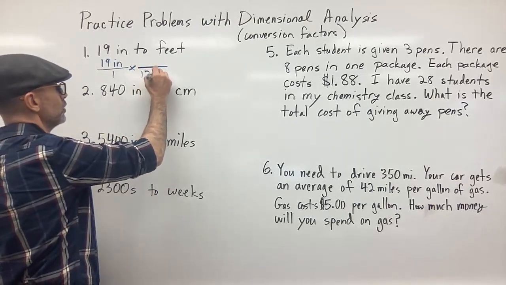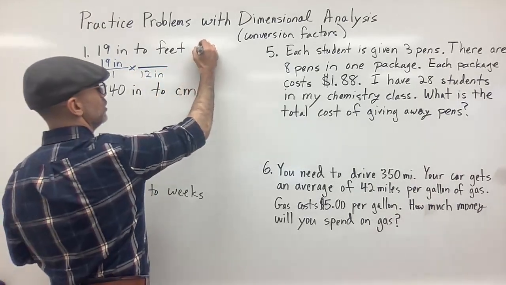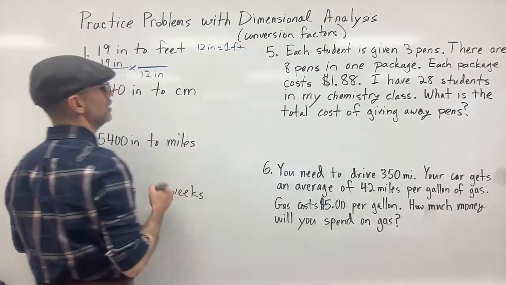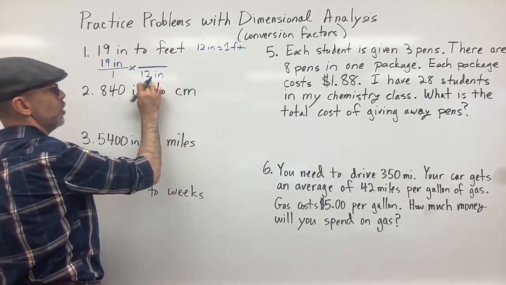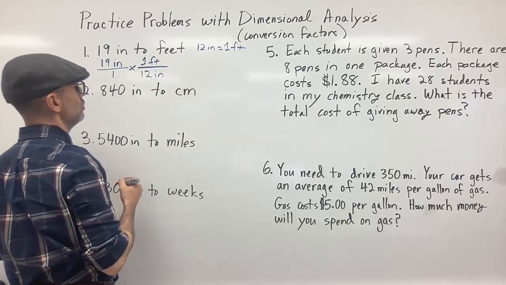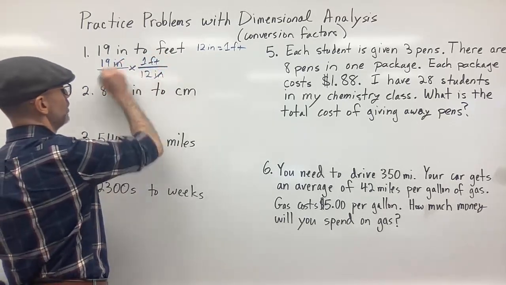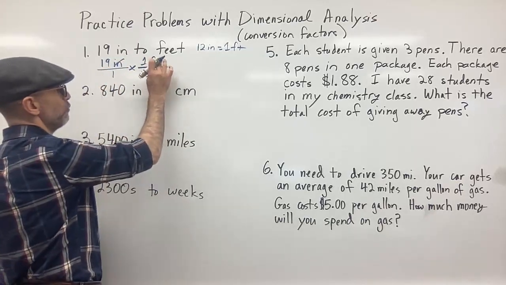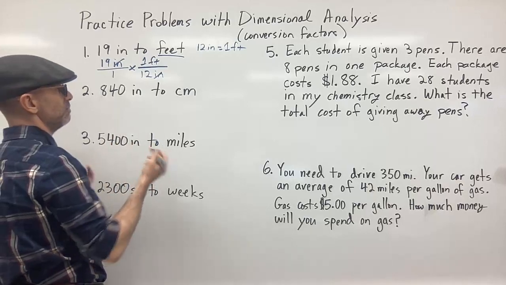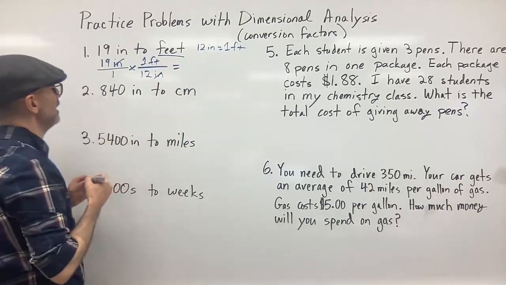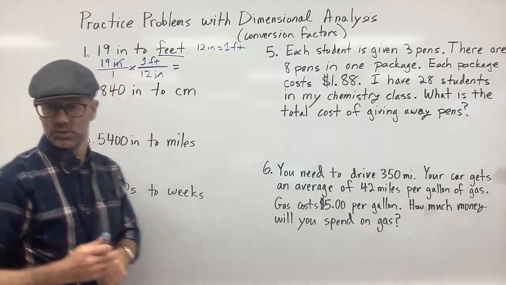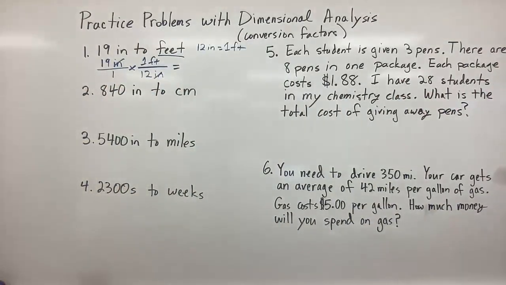So I have 12 inches is equal to 1 foot. So I'm going to use that. So 12 inches goes on the bottom. 1 foot goes on top. Inches now cancels out. Now I have feet on the top, which is what I want. So I'm done. So now all I need to do is use my calculator to do the calculation. So let's go ahead and do that.